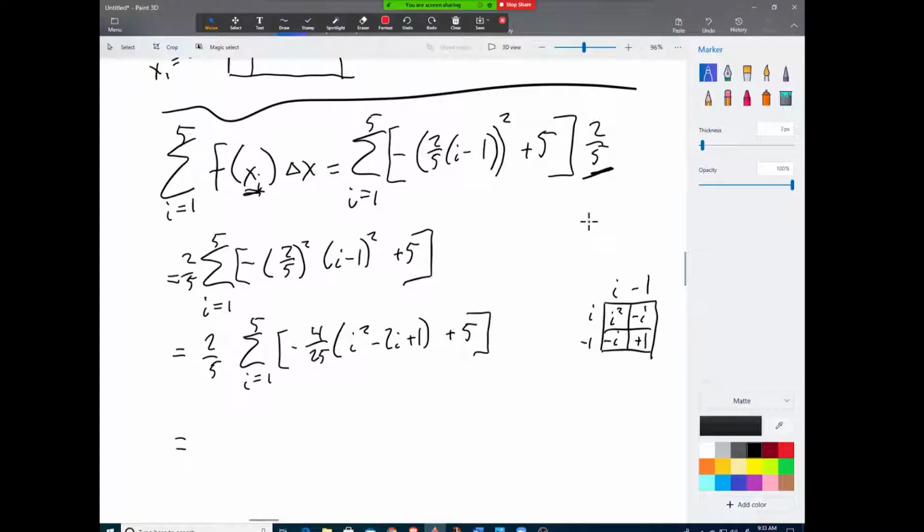Let's see. Personally, I'm not going to worry about distributing that 4/5. I'm going to go ahead and break up my function into its two sums. Just this way I don't have to deal with fractions yet. Maybe something will simplify before I deal with fractions.